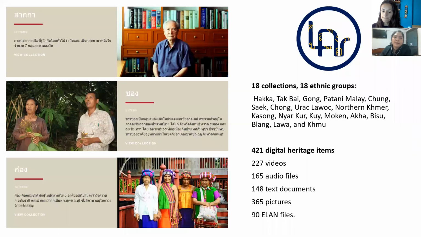Okay, next, currently, the Lang Archive TH has 18 collections from 18 ethnic groups in Thailand, including Hakka, Tak Bai, Gong, Patani Malay, Chung, Sak, Chong, for example. And now we have uploaded 421 digital heritage items, which consist of various media types, such as videos, audio files, text documents, pictures, and ELAN files.